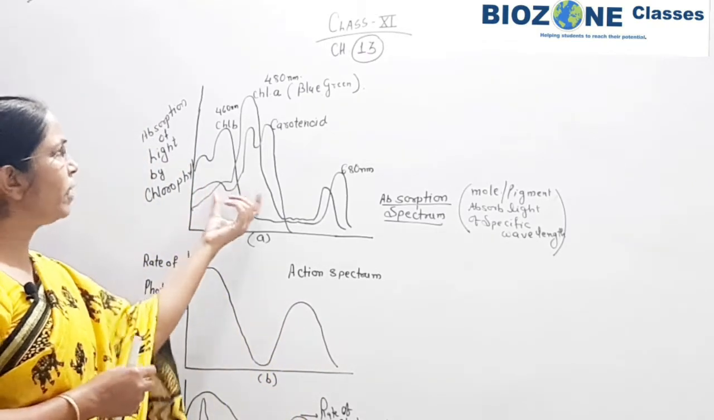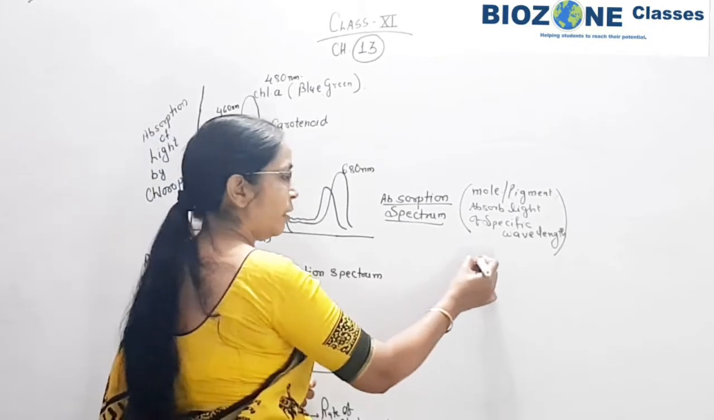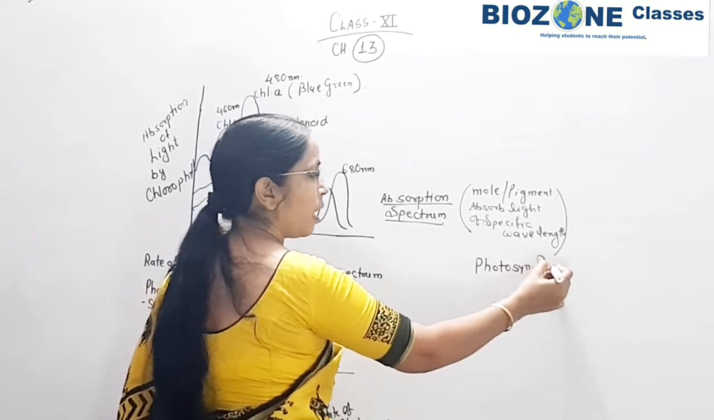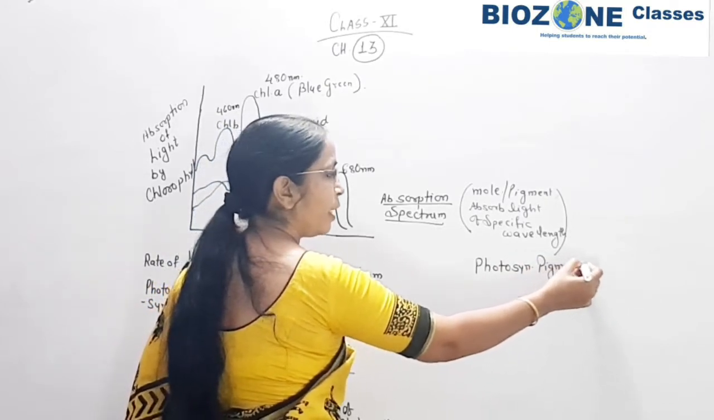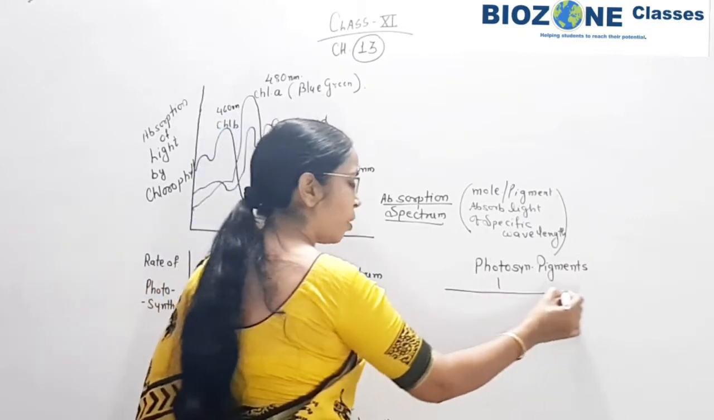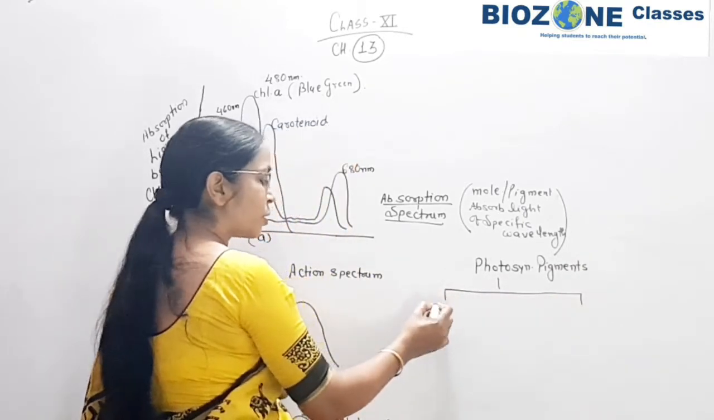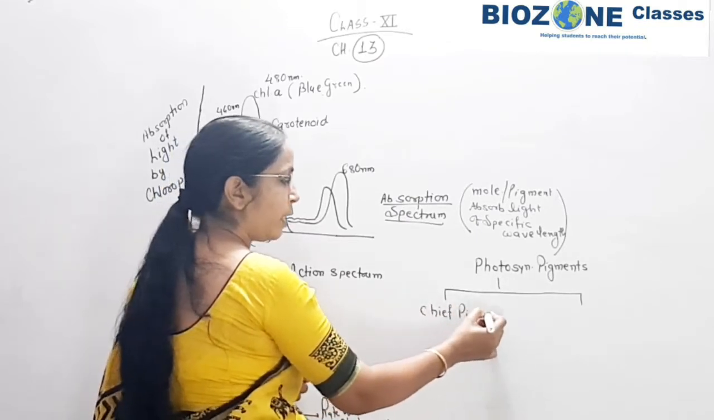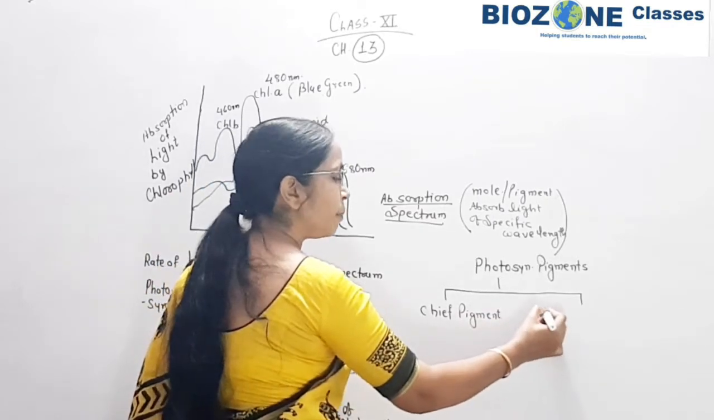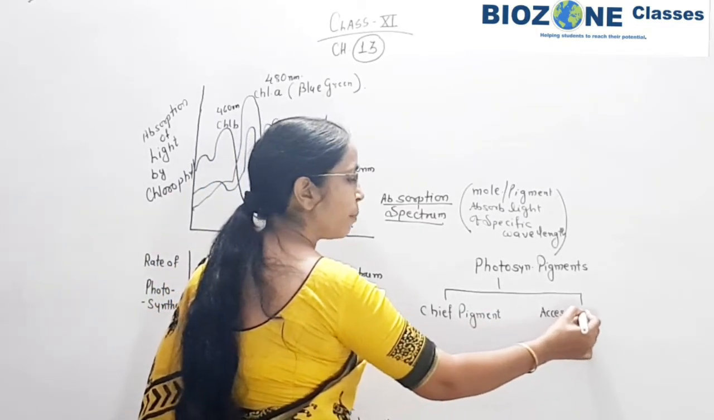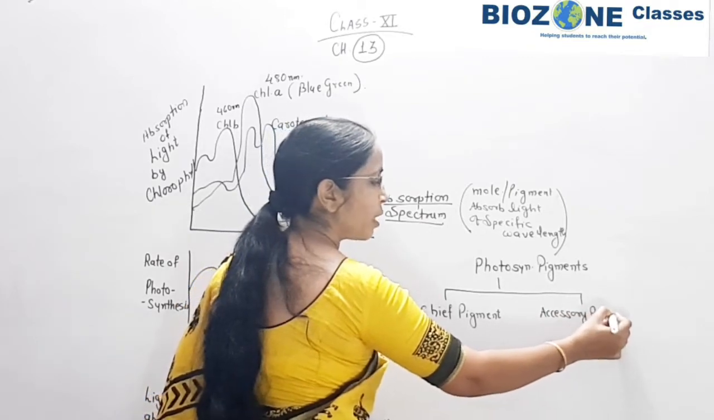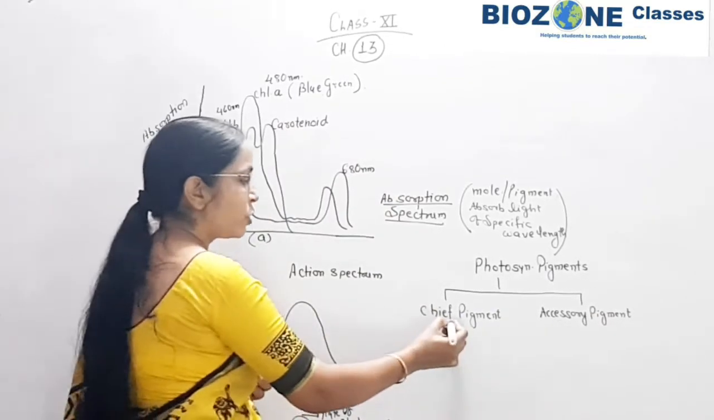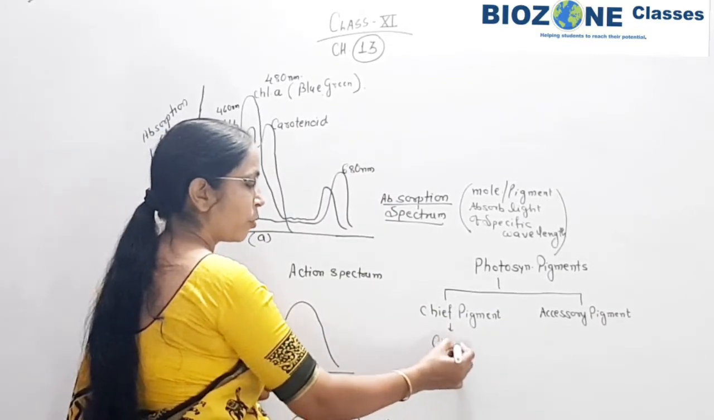Now when we discuss the photosynthetic pigments, first be clear that the photosynthetic pigments are divided into two categories. What are these two categories? The first is called the chief pigment, and the second is called the accessory pigment. A number of accessory pigments are present in a plant, but one and only one chief pigment is present. This chief pigment, you remember, is chlorophyll A.